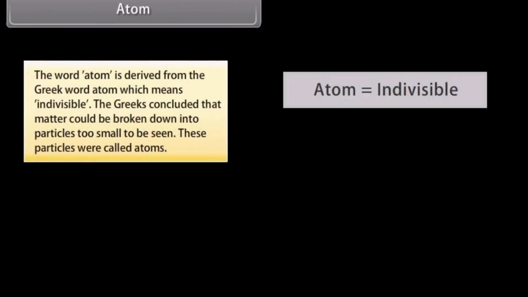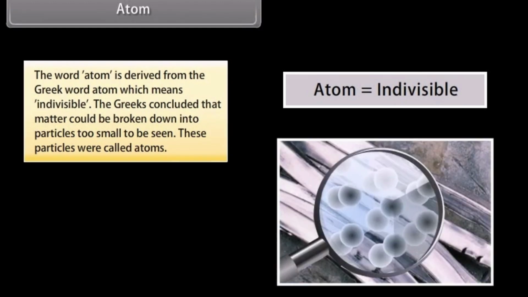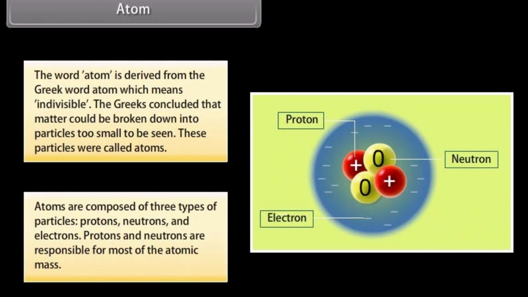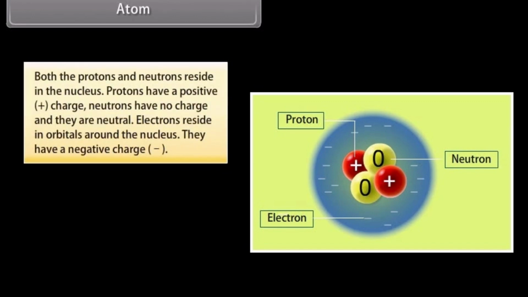Atom. The word atom is derived from the Greek word atomos, which means indivisible. The Greeks concluded that matter could be broken down into particles too small to be seen. These particles were called atoms. Atoms are composed of three types of particles: protons, neutrons, and electrons. Protons and neutrons are responsible for most of the atomic mass. Both the protons and neutrons reside in the nucleus.